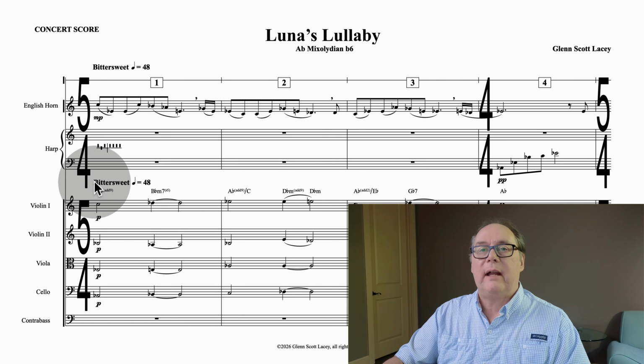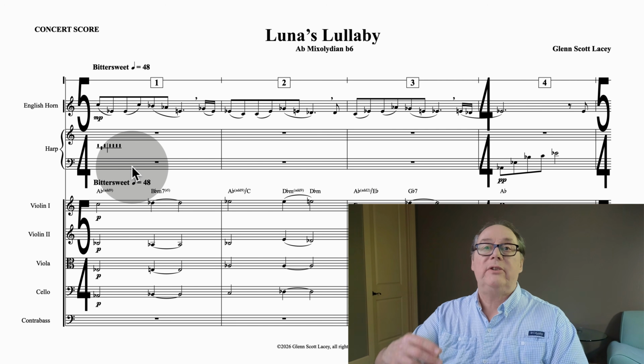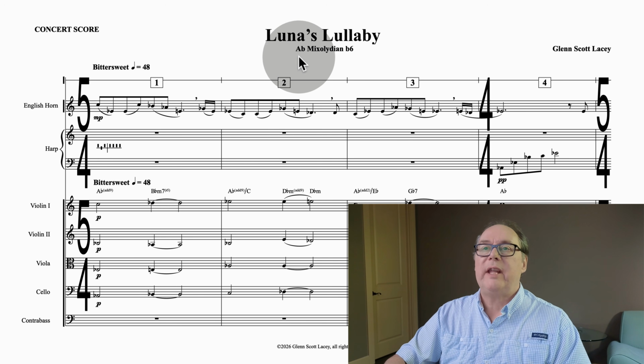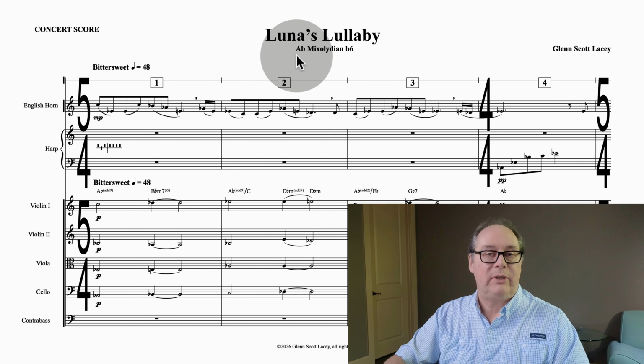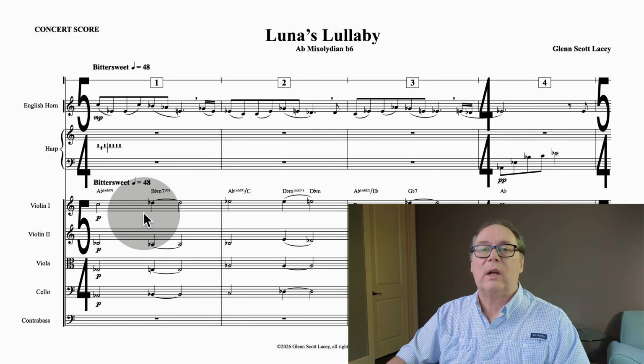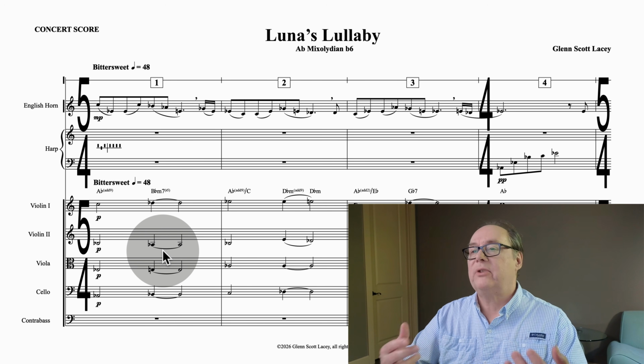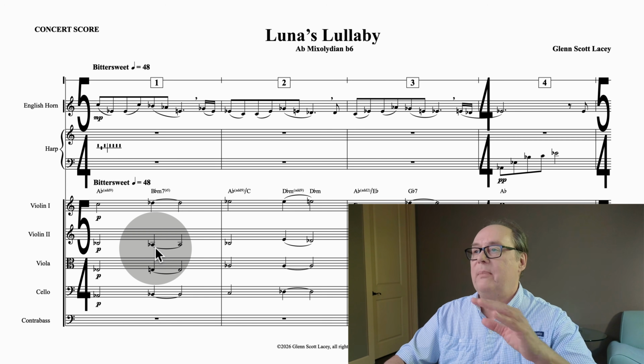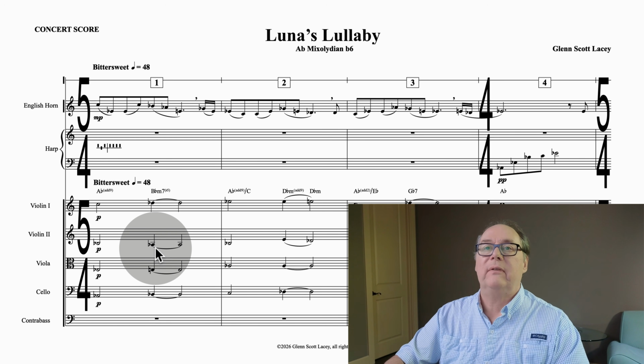For the orchestration, I've kept it simple, just strings, an English horn playing the melody, and a little bit of harp. You'll notice that I've transposed it up a half step to A flat Mixolydian flat 6, and the reason is that as I was working out the violin 2 part, I had this G here. Now I've transposed it up a half step to an A flat, but that G is an open string, so there was no chance for the violins 2 to be able to sweeten that note and add vibrato. So I've just transposed everything up a half step, and that works perfectly for this piece.